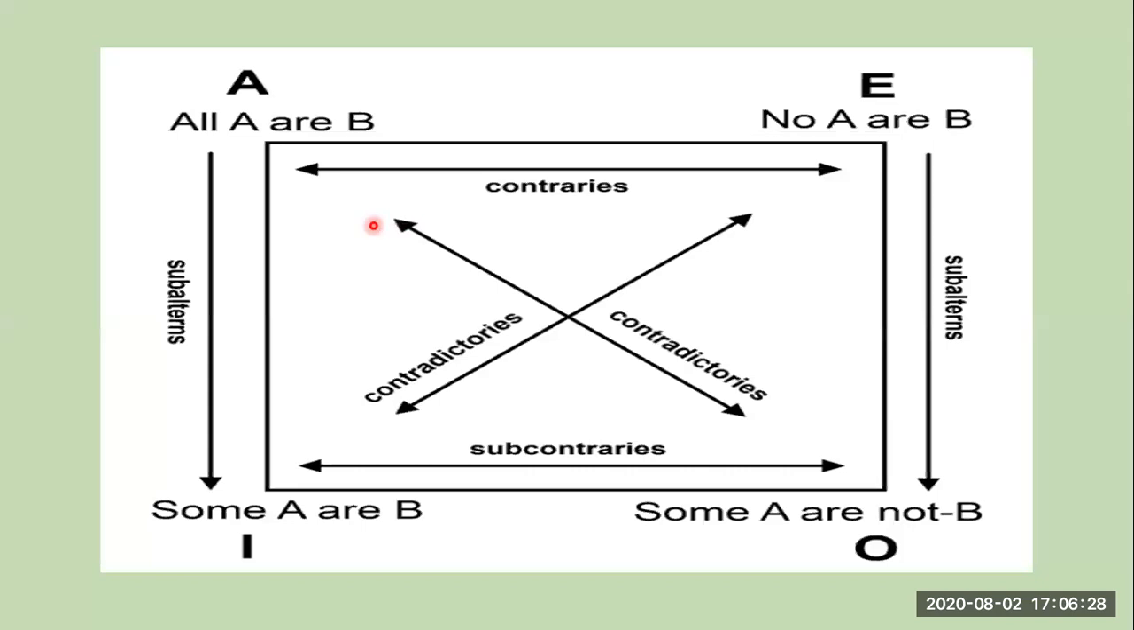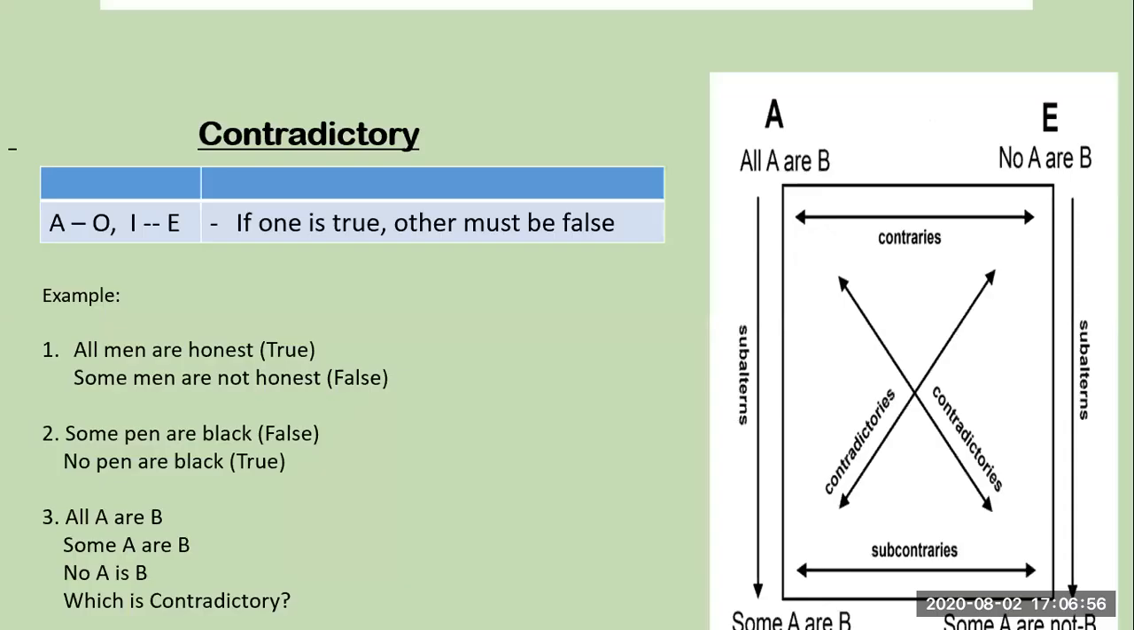So for each of the categories, there are 4 types of square of opposition. One is contradictory, second is contraries, third is sub-contraries, and fourth is subalteration. Contradictory means the X form, contraries means A to E, sub-contraries means I to O, and subalteration is A to I and E to O. Clear? So we'll move on to the first category.